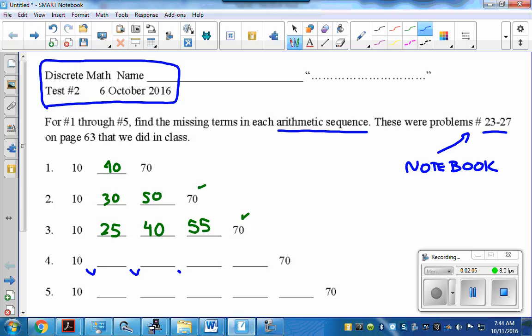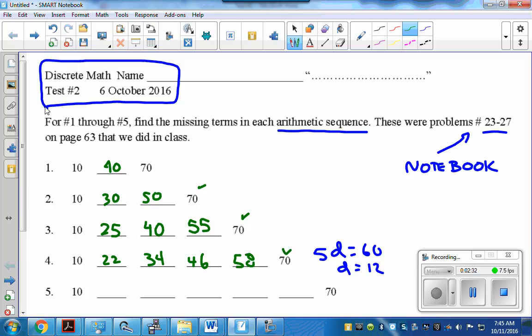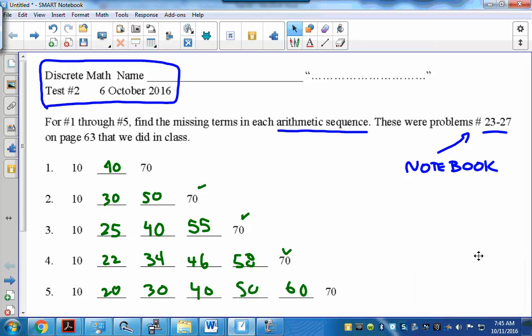Okay, these get old after a while. There are 5 differences. Again, the total difference is 60, right? 70 minus 10 is 60. So each difference is 12, right? 60 divided by 5 is 12. So we just add 12 to each one, and we should be good. So 10 plus 12 is 22, plus another 12 is 34, plus another 12 is 46, plus another 12 is 58, plus another 12 is 70. Okay, and for the last one, there are 6 differences. Each difference is 10. So 20, 30, 40, 50, 60. Okay, so pretty straightforward problems for 1 through 5.